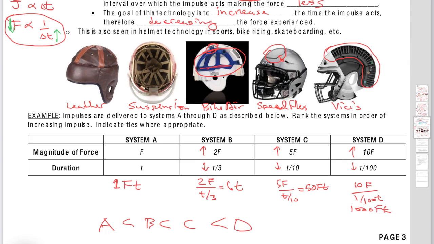Okay, so a lot of this technology has to do with collisions, and we're going to move into now talking about conservation of momentum, and then ultimately looking at collisions.